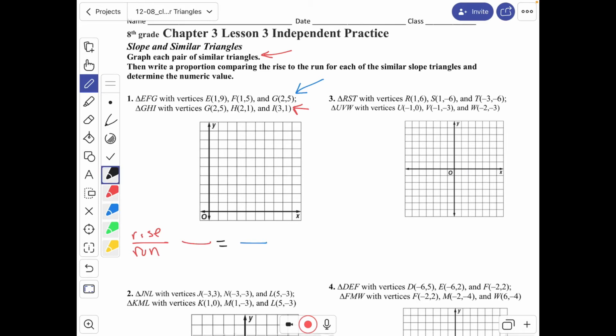So I should see a proportion like that. And then you can plug in the numbers. Determine the numerical value. So then you plug in the numbers and tell me what that is. So first use letters, then use the numbers.